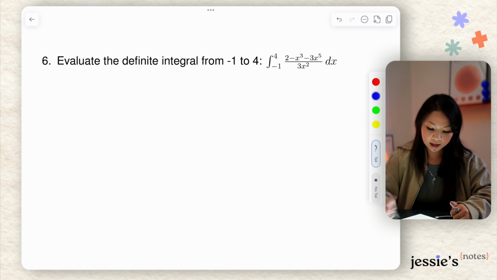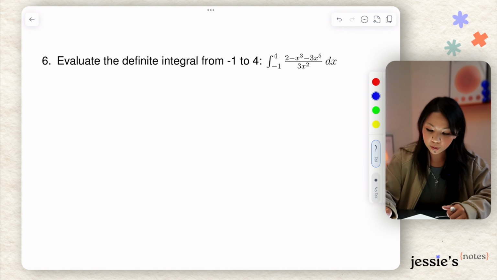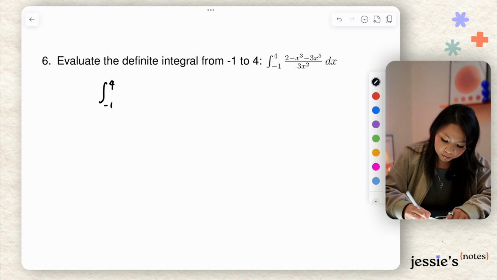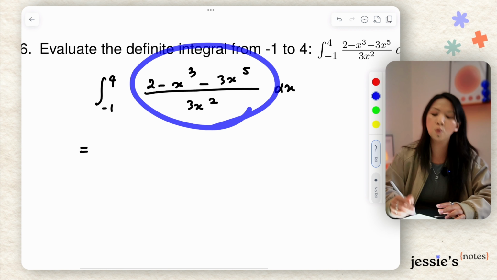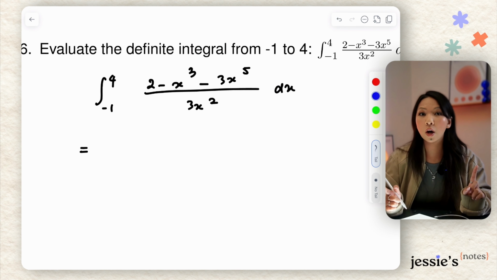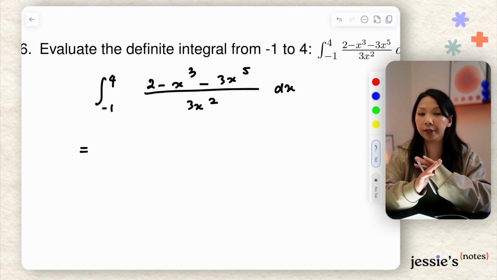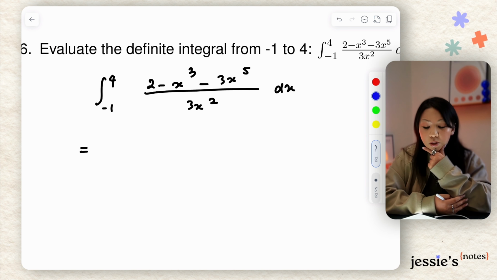Question 6. Evaluate the definite integral from -1 to 4. So if I look at this, I'm just going to rewrite it. If I look at this, you're going to be like, oh, big fraction, quotient rule. But remember, quotient rule is not applicable to integration, only differentiation. So I need to think, how am I going to deal with this?